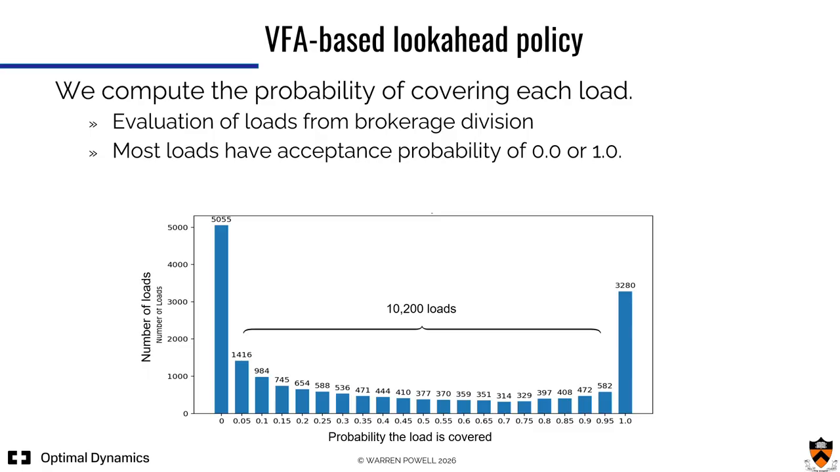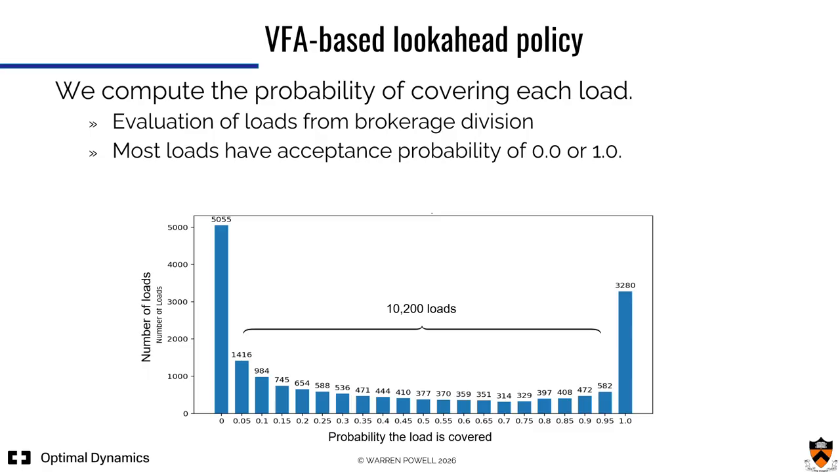Now, we did this on a real problem. We had a little over 10,000 loads. And it turned out after we did the full simulations, 5,000 loads we just never covered. They were just like, no, these loads are just completely impossible. 3,280 of the loads we covered 100% of the time. They're just no-brainers. Absolutely, yes, we'll do it. And then we've got about 3,000 loads in between where the probability of coverage was anywhere from 1 out of 20 to 19 out of 20.